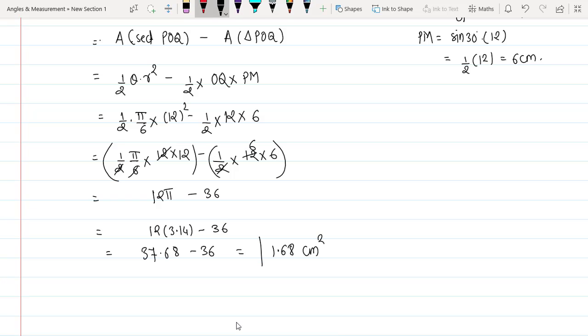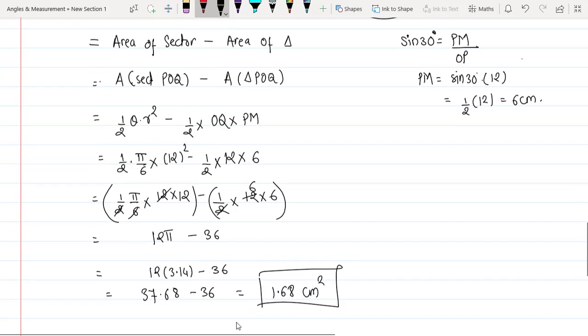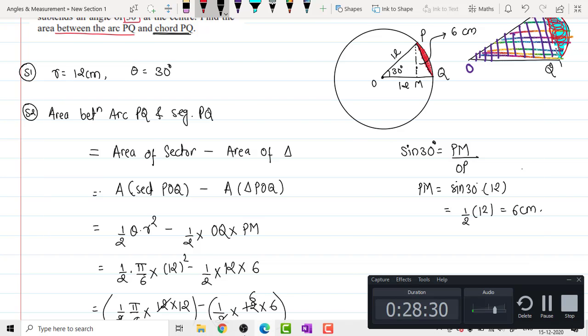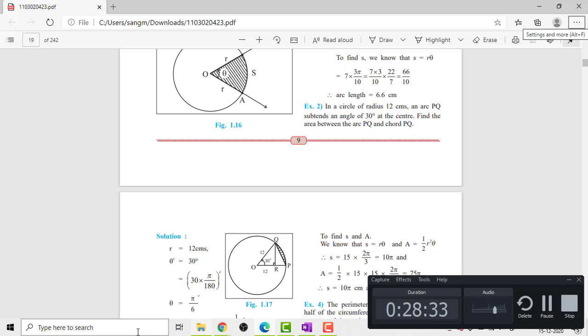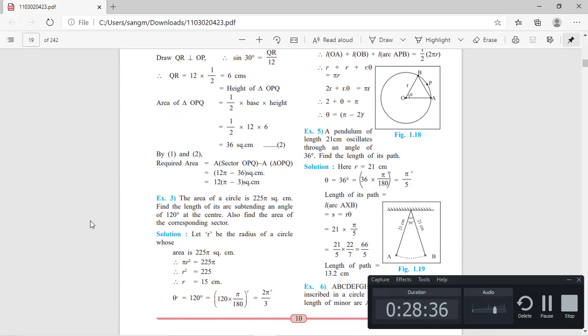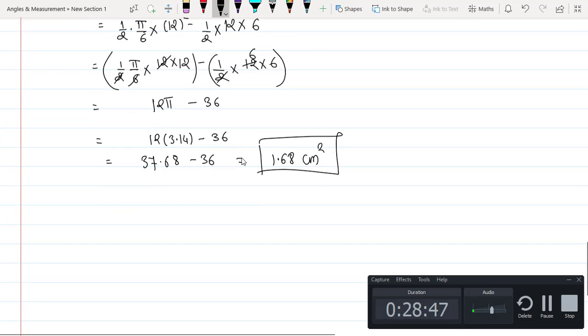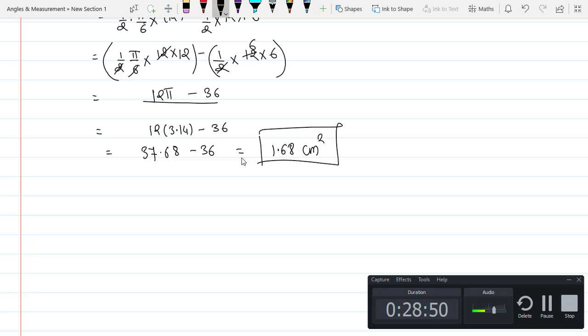Is it okay everyone? Is this simplification fine? Okay, so the area is how much? It's 1.68. This much area. I hope the answer is correct. Okay, yes. See here, it's 12 pi minus 36, the same thing we got here, 12 pi minus 36. I have simplified it further. If I take 12 common from this, what I will get is pi minus 3, the same thing. Is it okay everyone?